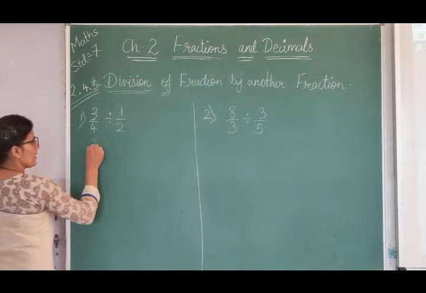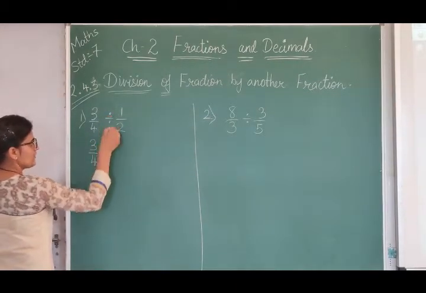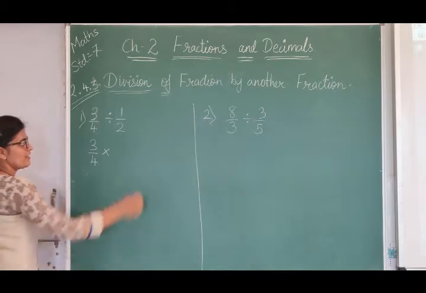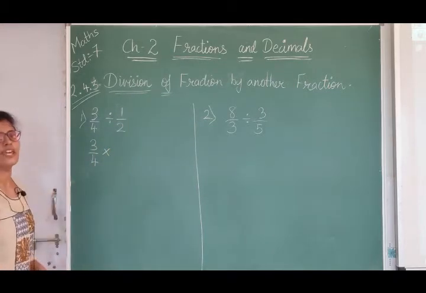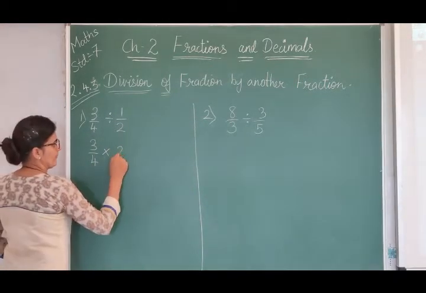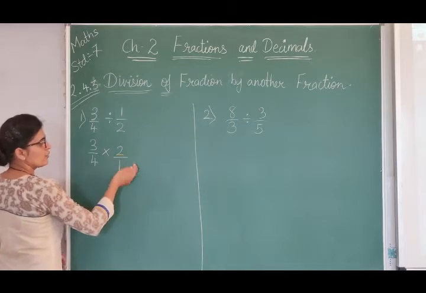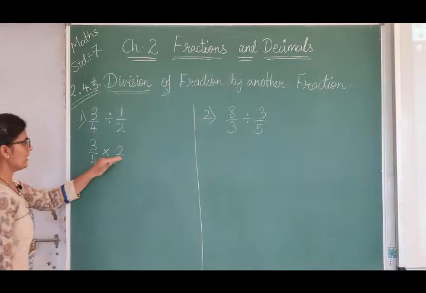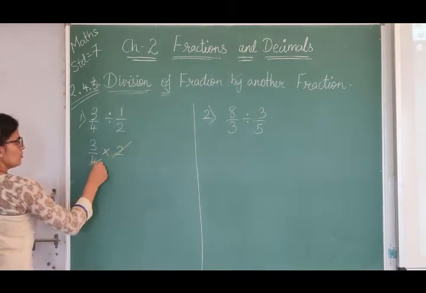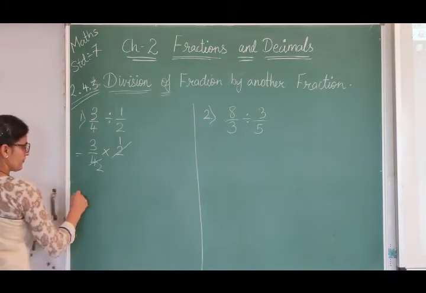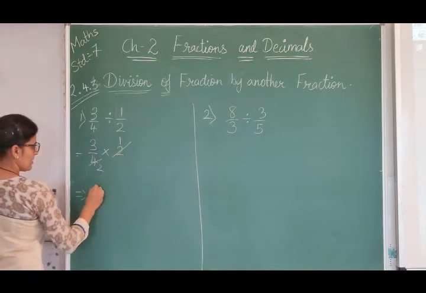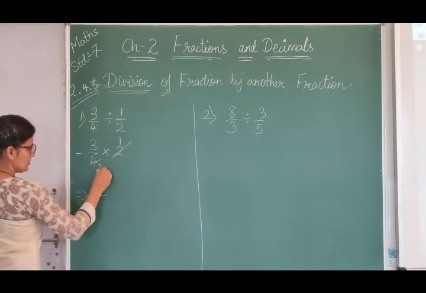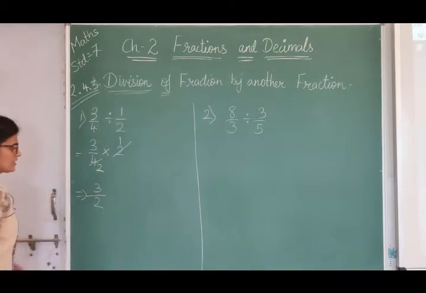So 3 by 4 as it is, division sign into multiplication sign. 1 by 2's reciprocal will be 2. Or you can write 2 by 1 also, but no need to write 1 in the denominator. So 3 by 4 multiply by 2. So 2 2s are 4, cancelled, here 1. So 3 multiply by 1 is 3 divided by this 2. So the required answer is 3 by 2.